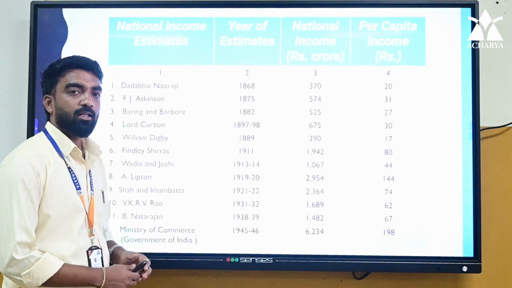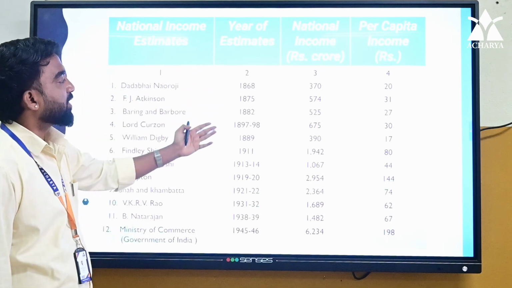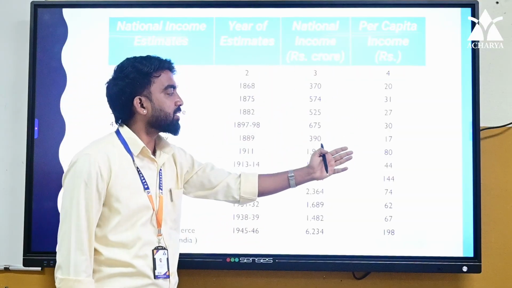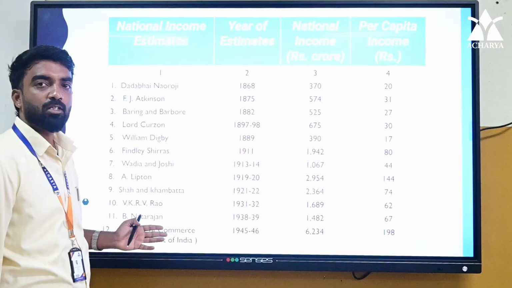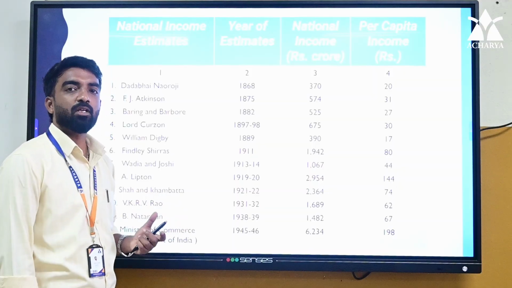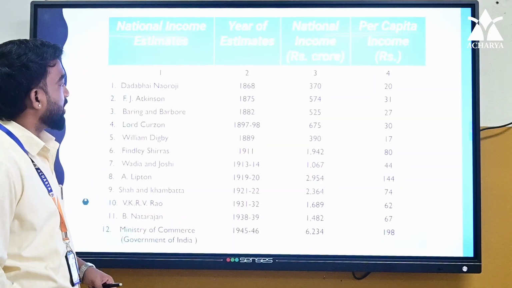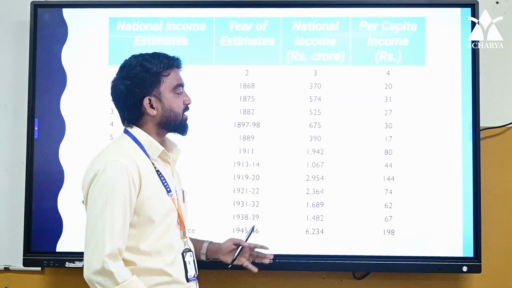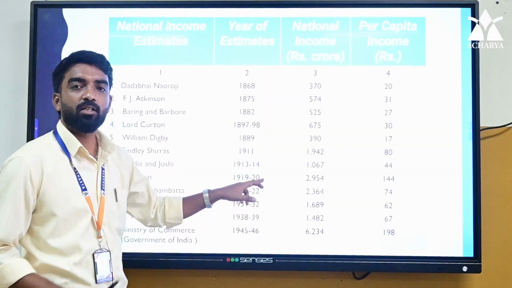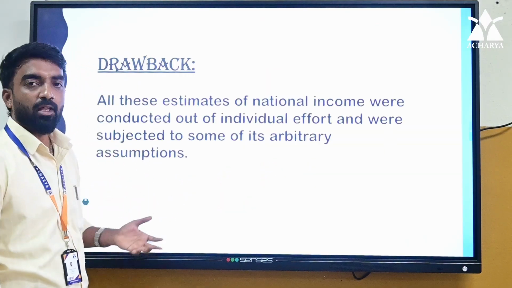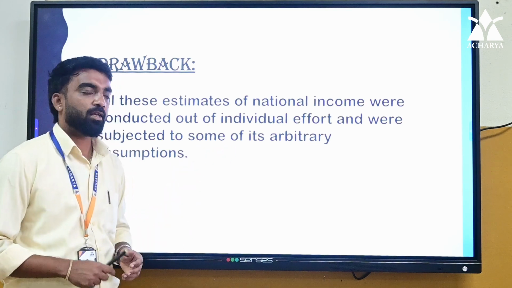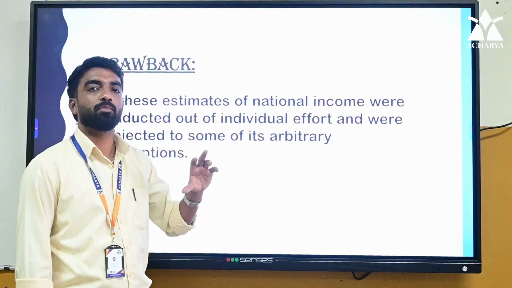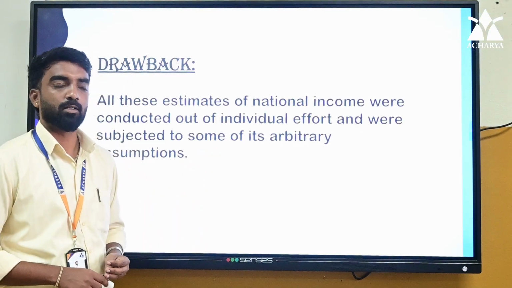Now you can see the chart showing the year of estimates, in which year they calculated, and according to them what the national income and per capita income were. These are the persons who made efforts to measure the Indian economy or per capita income of the country. You can see there are huge gaps in the calculations because it was never backed by an institution. The individuals made the efforts, so there could be some arbitrary assumptions, and an individual cannot cover the entire country. This was the reason for the huge difference between the calculations of national income.